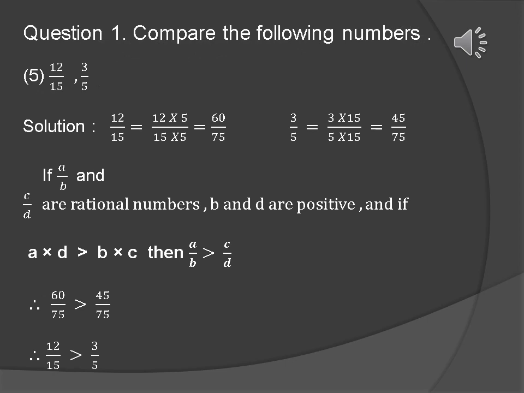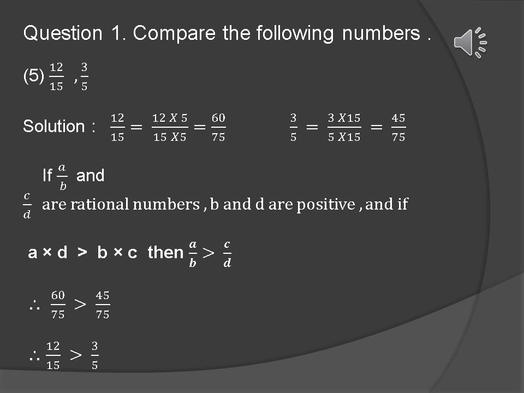Question 5. Compare the numbers 12 by 15 and 3 by 5. Solution. Here you can see denominators of both the numbers are different. Multiply numerator and denominator of 12 by 15 by 5. We will get 60 by 75. Similarly, multiply numerator and denominator of 3 by 5 by 15. We will get 45 by 75.